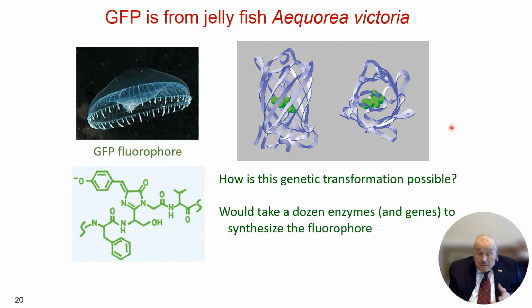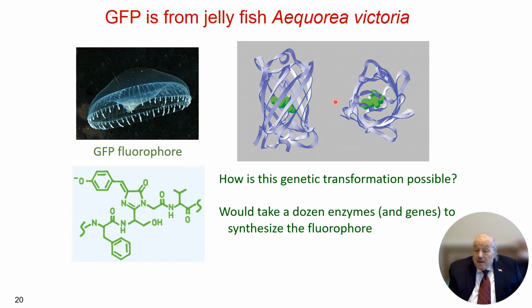So where does this come from? What type of gene was used to make the mice fluorescent? It's actually from a jellyfish, and that had a remarkable property. Somehow the jellyfish made this protein, it's a beta barrel protein, and it has a fluorophore inside of it.